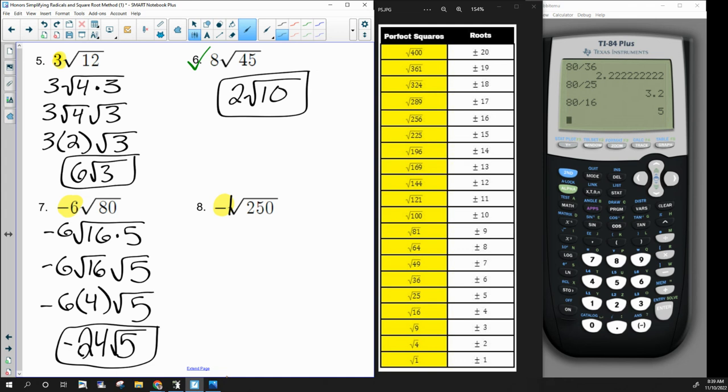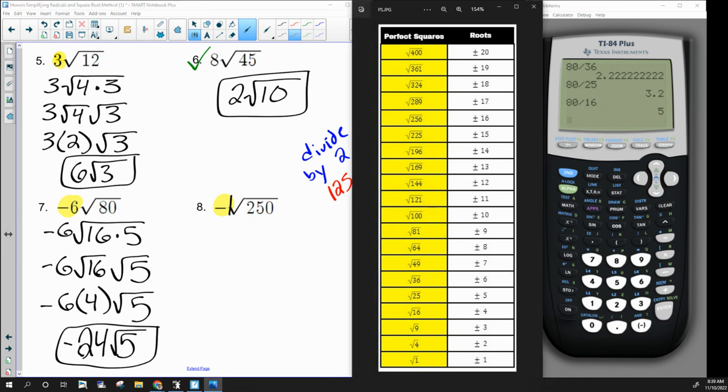Now, if you go and look for all your numbers less than 250, that's a lot of numbers. You'd have to go from 225 all the way down. So if we want to narrow down our choices, we divide by 2. 250 divided by 2 is 125. So really, we only have to check everything less than 125. So we can start all the way at 121 and work our way down.